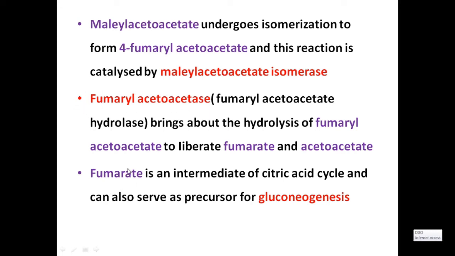Finally, the final product of the reaction is fumarate. We have already studied it in the citric acid cycle, isn't it? Fumaric acid, malic acid: the formation of fumaric acid and malic acid we have studied in the citric acid cycle. So fumarate is an intermediate of the citric acid cycle, and also it is a precursor of gluconeogenesis. We have studied in carbohydrate metabolism glycolysis, gluconeogenesis, glycogenesis, isn't it? This is the initial formation of the precursors.